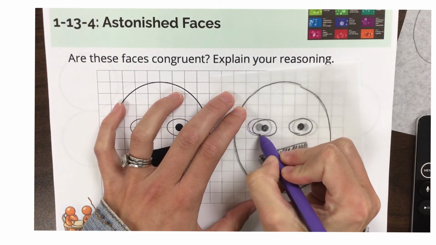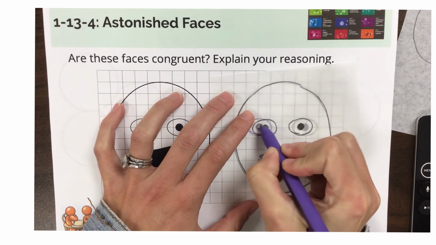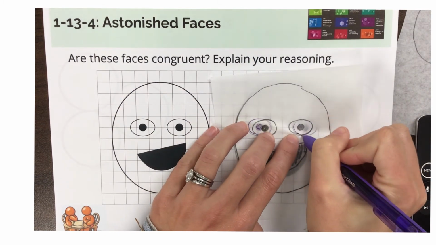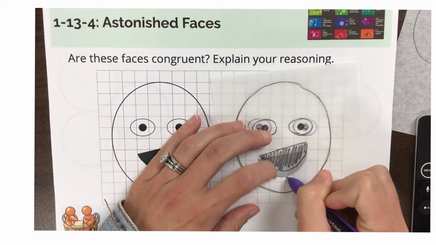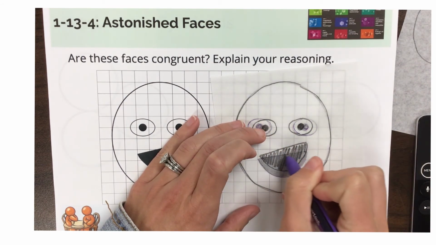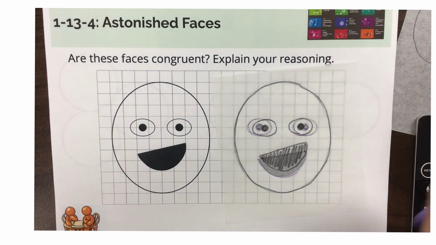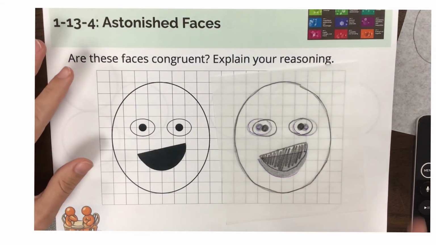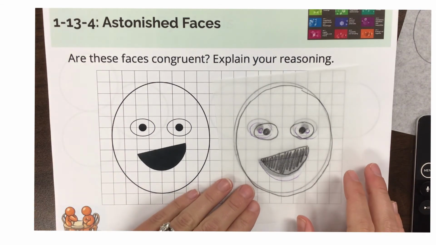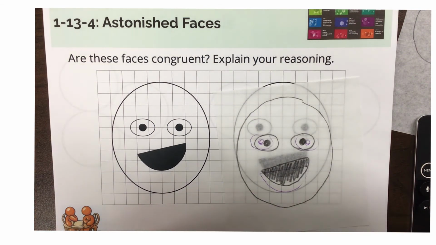However, if I trace through here, you can see that my other object has its eyeballs moved a little bit more outward, and its mouth is down a few units and a little bit rotated. So that would be your explanation, just that it doesn't fit perfectly over top. So these faces are not congruent.